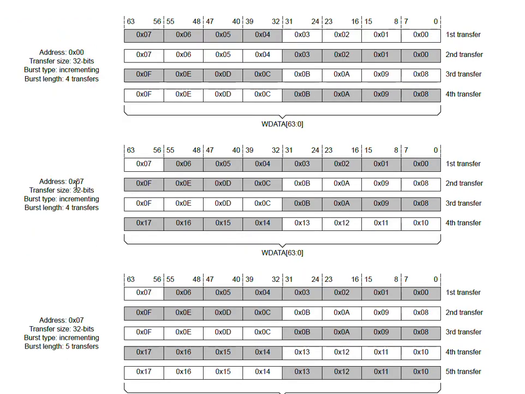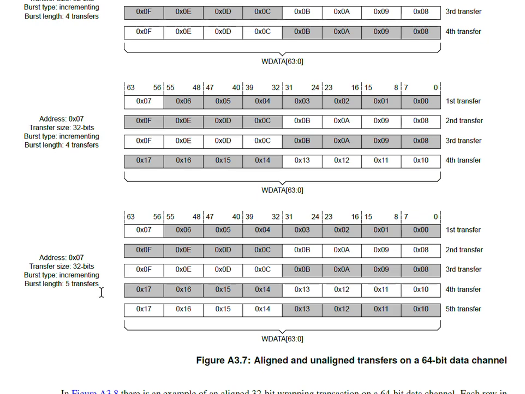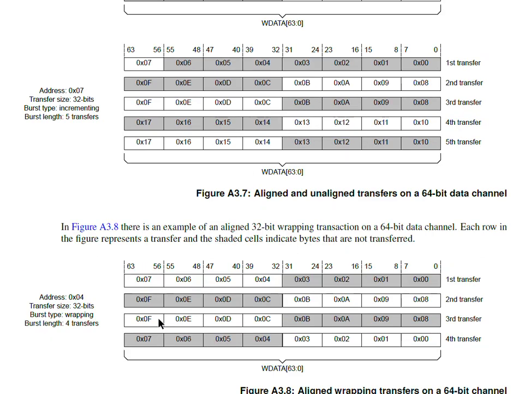Again, looking at the address 7 now. In this case, in the very first transfer, this again is an unaligned address, and only 1 byte gets transferred in the very first transfer. From the next beat onwards, 4 bytes get transferred. Here it's pretty much the same case, and we just have one more beat of transfer.